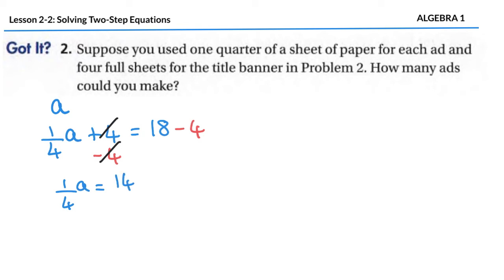And how will you remove the 4 that is dividing? You will remove it by multiplying by 4 on both sides. Remember, division is removed by multiplication. So 4 and 4 cancel. We are left with A is equal to 14 times 4, which is 56 ads. So this time you can make 56 ads. Great going. Let's move on and try more problems.